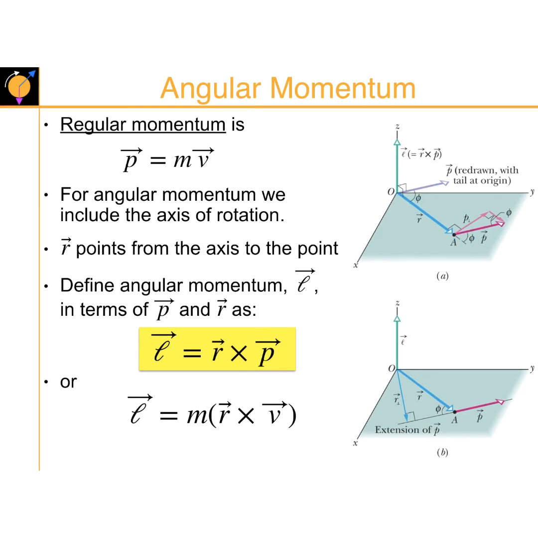And then this angle here, if I were to redraw the momentum at the origin, the angle between p and r is handy.